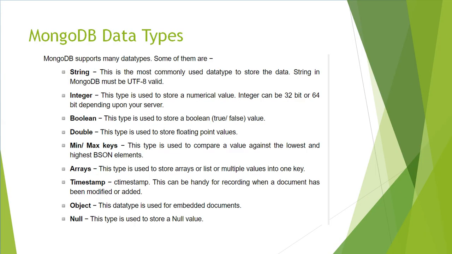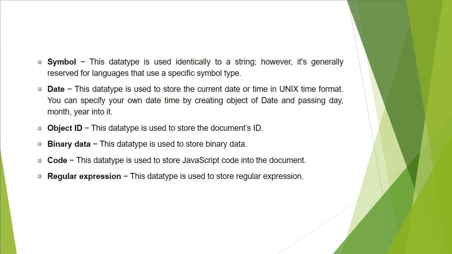Now these are a few of the data types that are supported by MongoDB. We can see string, integer, double, boolean, arrays. It also supports timestamp, object, and quite a few more which are listed on the next slide, such as symbol, object ID, binary data, and regular expressions.